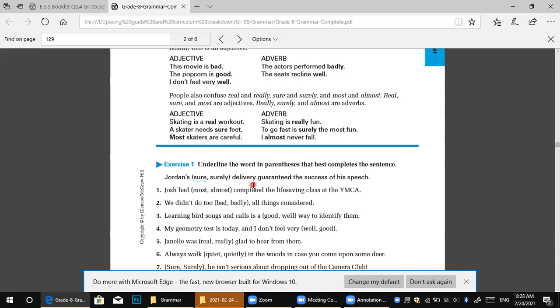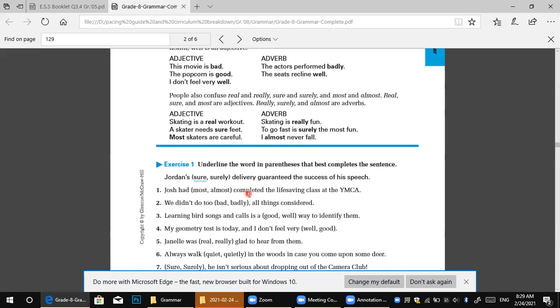"Josh had almost completed the life-saving class at the YMCA." Josh had most or almost completed? Of course, almost. Why almost? Because almost here is an adverb, and an adverb describes the verb. So here really, surely, and almost are adverbs. Adverbs describe the verb, and completed here, has almost completed, not most completed.